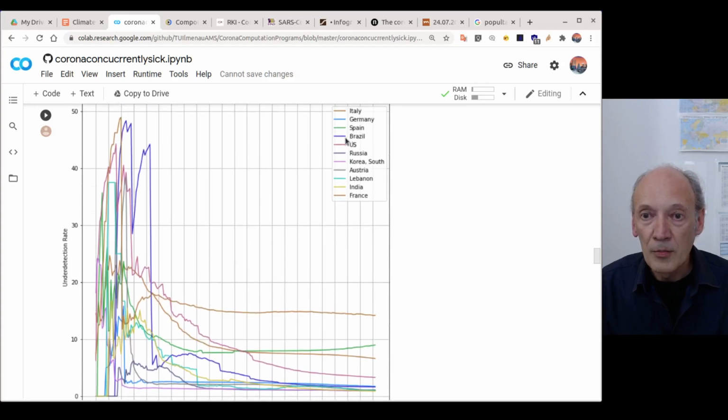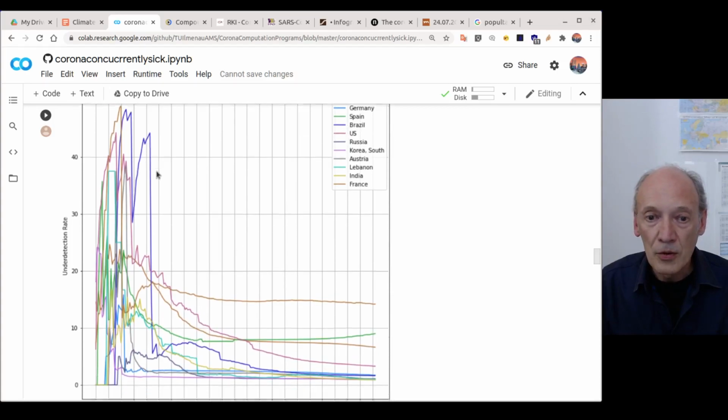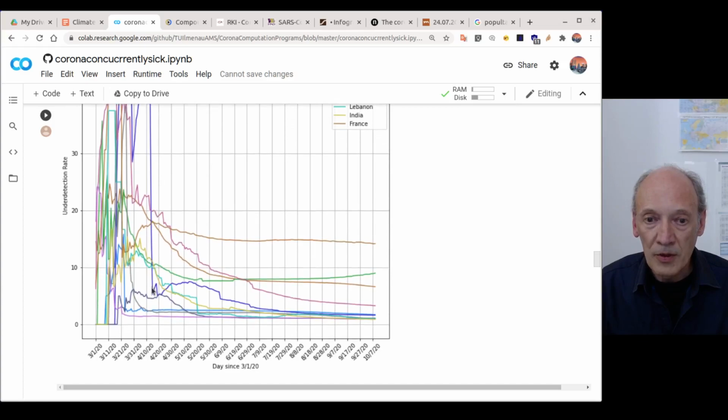Then you can see here Brazil is the red one. They took a long time until they developed good testing, and then it also decayed only slowly, and recently, since August, they are doing a good job.